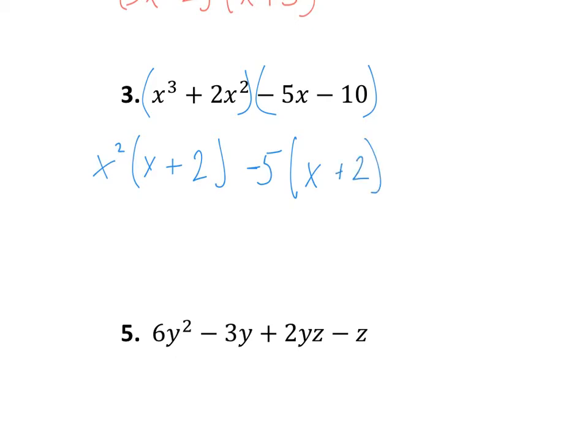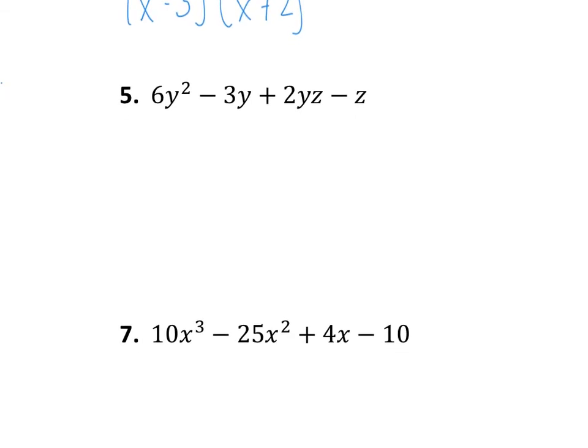This is the only part of grouping that's really tricky, when we have to factor out a negative. And I know I mentioned before that we never want to do that. This is the only time where we really need to do that. All right, so there we go. Okay, number 5.